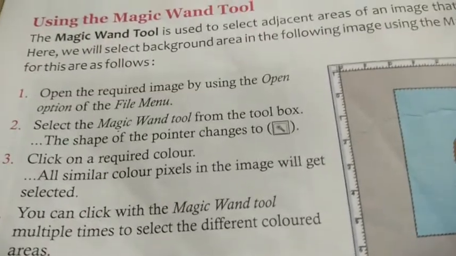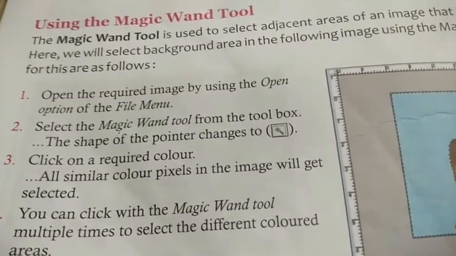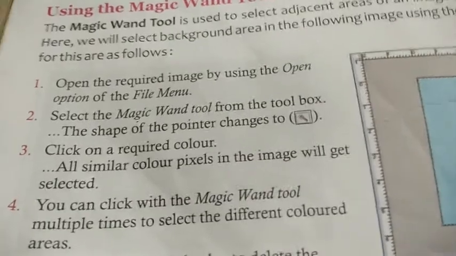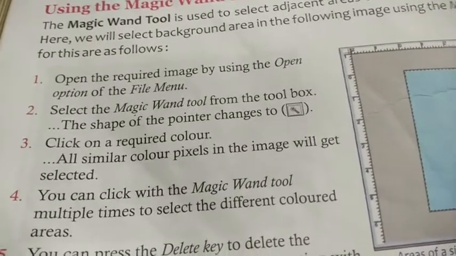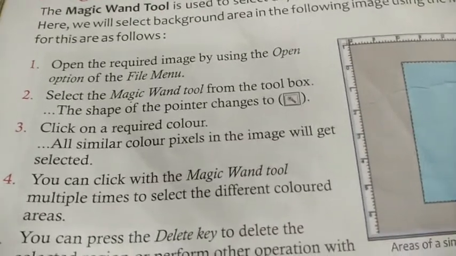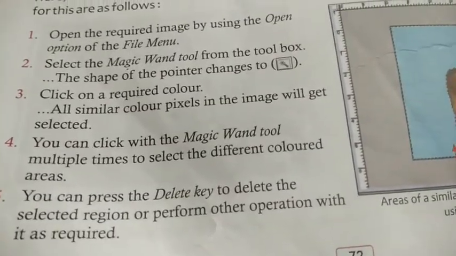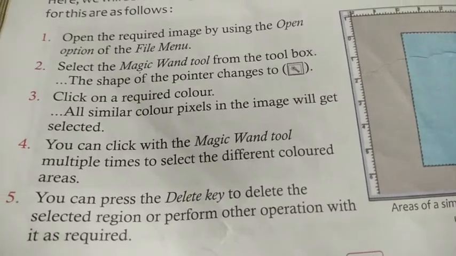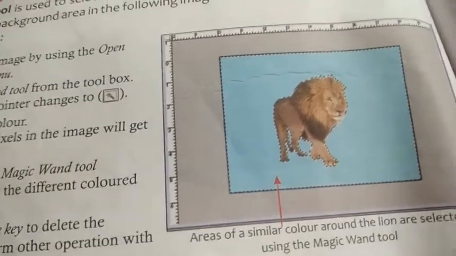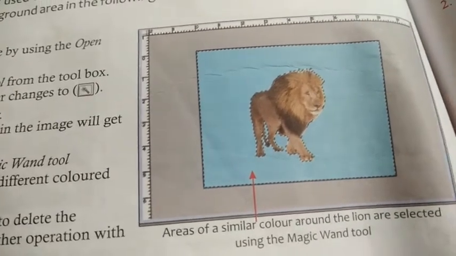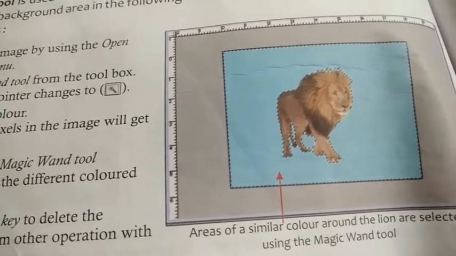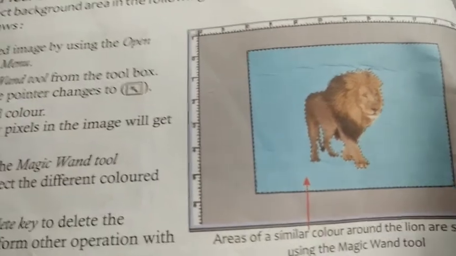Next, click on the required color. All the similar color pixels in the image will get selected. Fourth, you can click with the magic wand tool multiple times to select the different colored areas. Last, fifth, you can press the Delete key to delete the selected region or perform other operations with it as required. Now look at this picture, students. The area of similar color around the lion is selected using the magic wand tool. See properly in this picture.